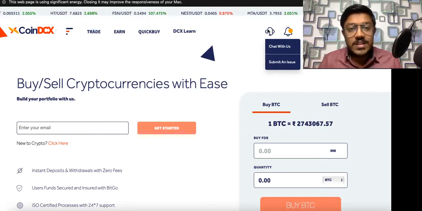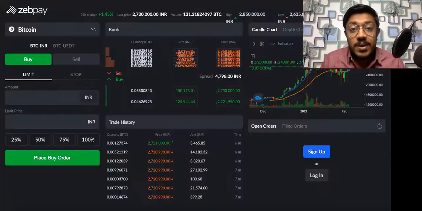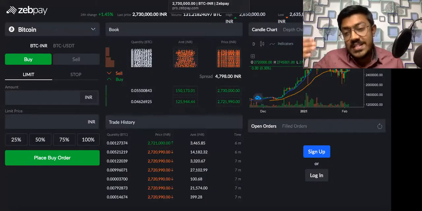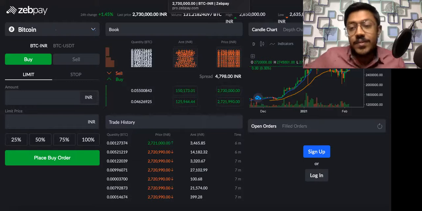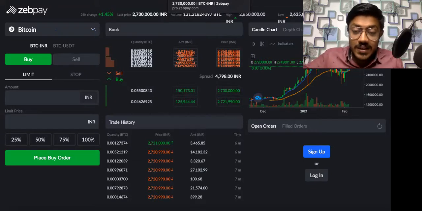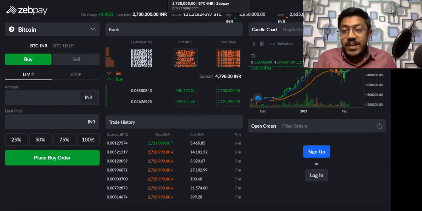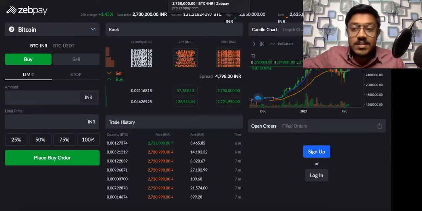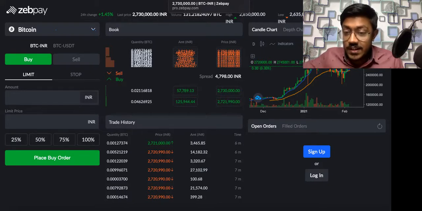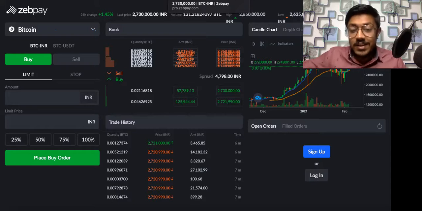So what you can do is, let's say when you bought it on ZebPay, after you buy it, you can send this BTC to a different exchange, and in that exchange you can sell it off. So let's say you bought it at 27 lakh 30,000, and on some different exchange the sell rate is 27 lakh 80,000. So you buy it from this exchange, send it to a different exchange, and from that exchange you encash it. That's exactly like free money. You do not have to engage in any risks, because these price fluctuations will be there the whole day.